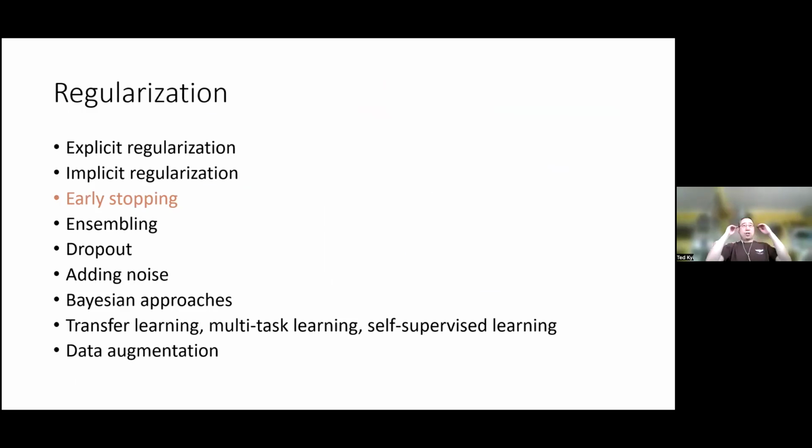Okay, so that kind of covers the formal stuff on old-fashioned original regularization, where you add a penalty term, and then why it is that gradient descent on neural networks seems to work well with implicit regularization.